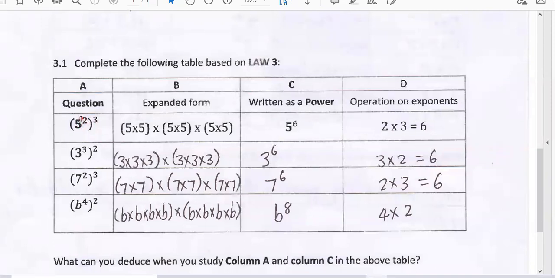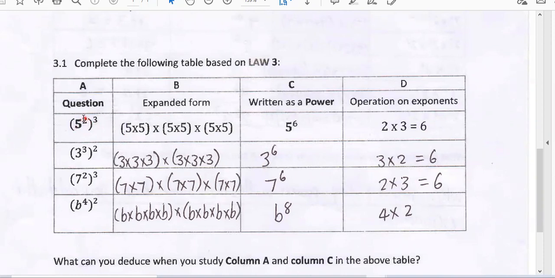So the inner power, the power within the bracket, is telling me how many times I must multiply the base, which is 5, by itself. So that means I must multiply the 5, which is the base, by itself, how many times? 2 times. So that's why we're going to have 5 times 5, because the inner exponent is telling me I must multiply the 5 by itself 2 times. Now the outer exponent outside the bracket is telling me I must repeat the same process 3 times. So that's why we have 5 times 5 times 5 times 5 and 5 times 5.